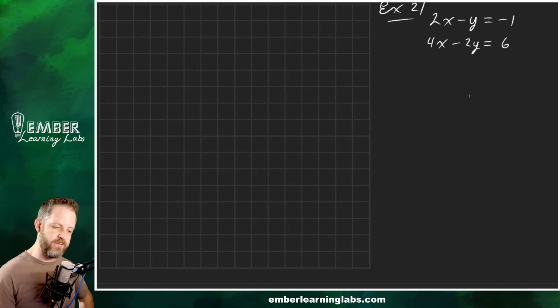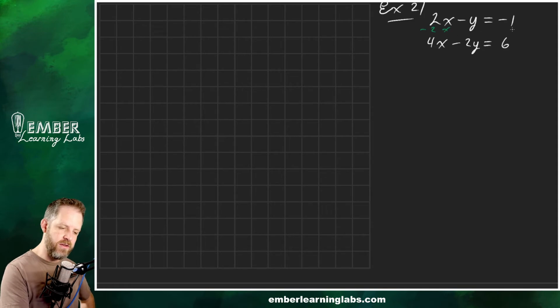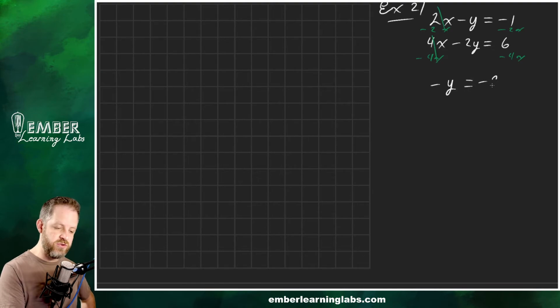We've got to get them in slope-intercept form, right? And so we're going to subtract 2x on this one, and on this one, we're going to subtract 4x. Those cancel. On the top one, we're left with -y equals -2x minus 1. And then on the second one, we're left with -2y equals -4x plus 6.